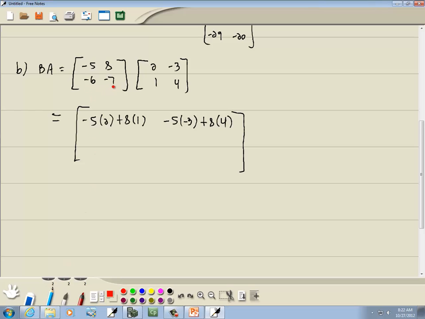Now we're going to take our second row times our first column. So I'm going to take -6 times 2 and -7 times 1.